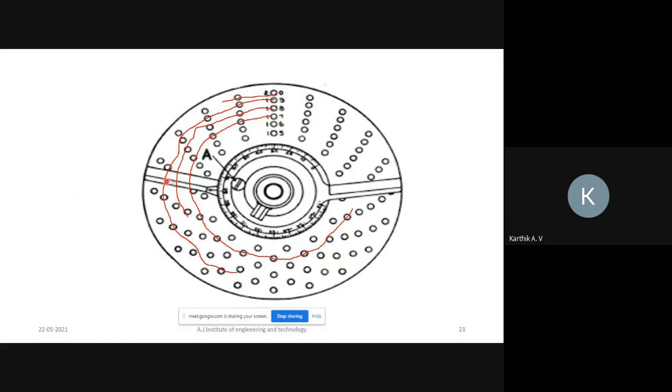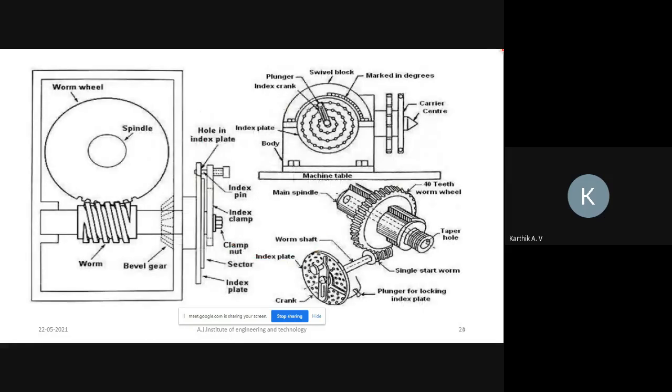And one more is there, that is called the index crank. I will tell you what that index crank is. So index plate understood, right? Different types of hole circles you can observe in an index plate: 15, 16, 17, 18, 19, 20, like that. Different varieties there. So how does it work?